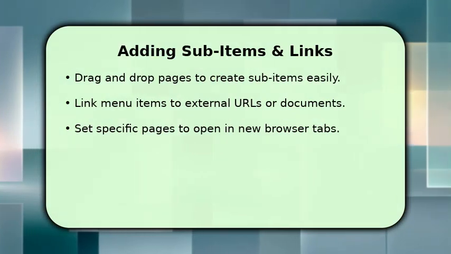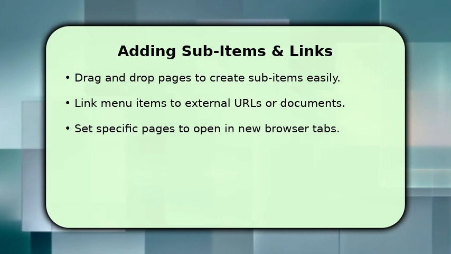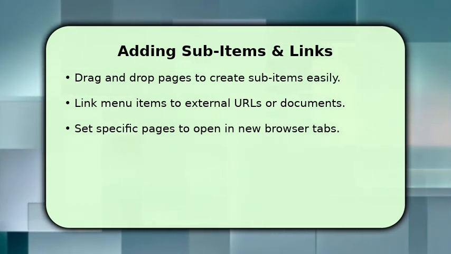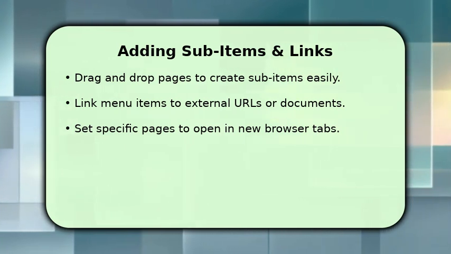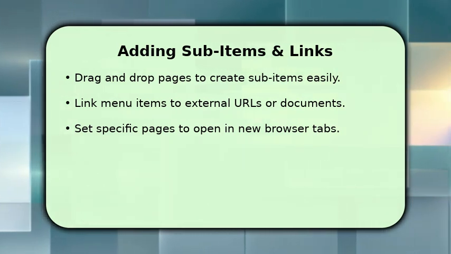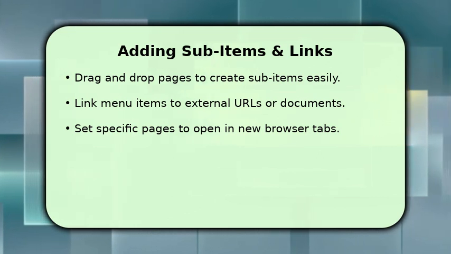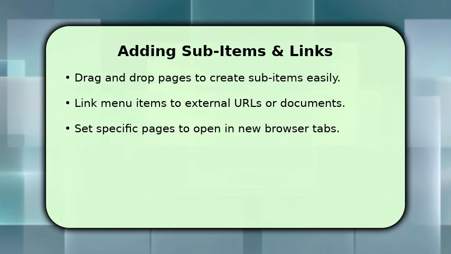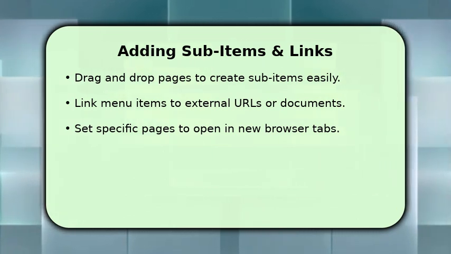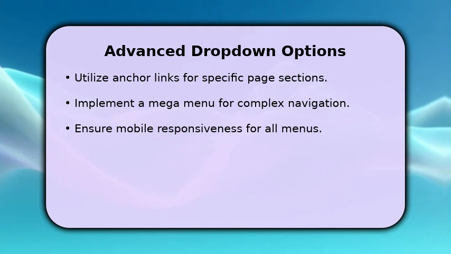Expanding your menu involves adding more sub-items and linking options. In the Site Pages Manager, simply drag a page underneath another and slightly to the right to make it a sub-item. You can also link any menu item to an external website, a document, or even an email address. For certain links, you might want to set them to open in a new browser tab, keeping visitors on your main site. For more advanced navigation, consider using anchor links to direct users to specific sections within a page.